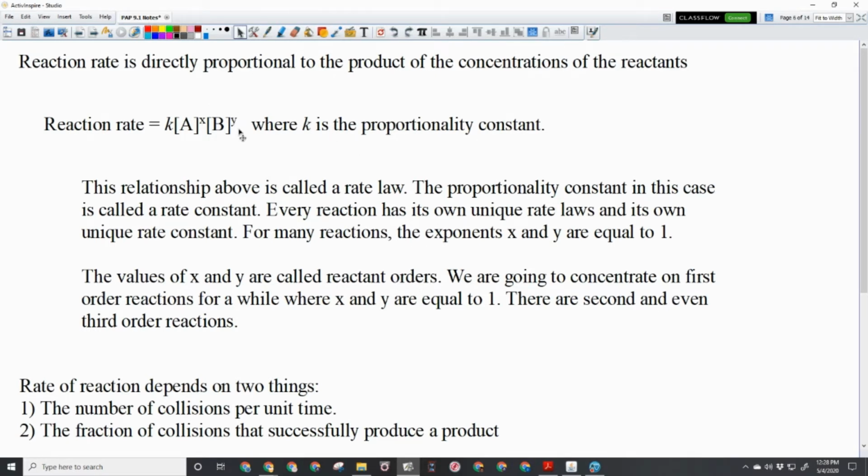Orders, okay, so there's a lot of vocabulary we're going to need to keep straight here. These are the reaction orders, the X and Y. We're going to find out how to find those. We're going to concentrate on first order reactions for a while, where X and Y are equal to 1. And there are second and even third order reactions. All right, so the rate of the reaction depends on two things: the number of collisions per unit time, and the fraction of collisions that successfully produce a product.